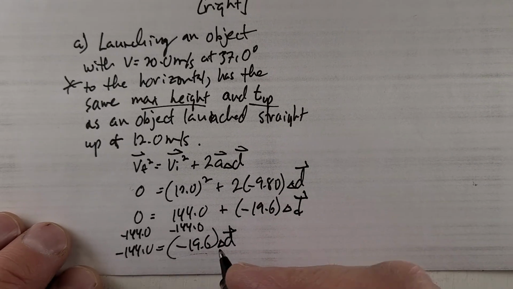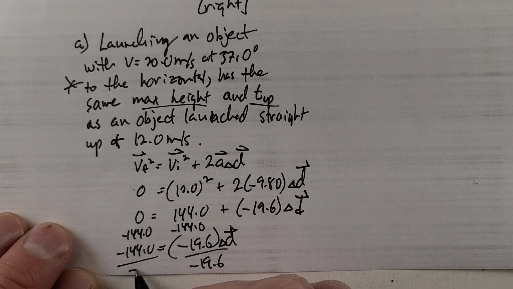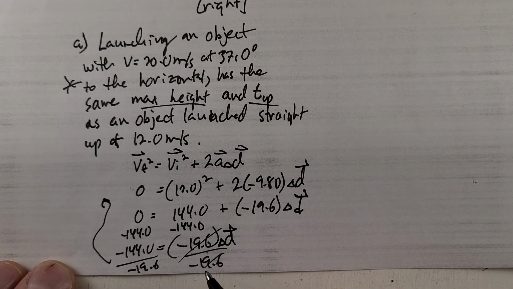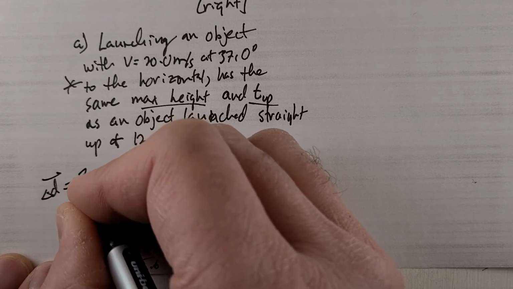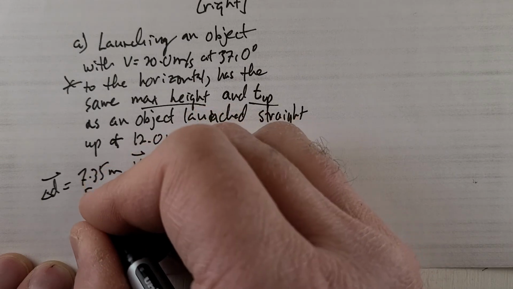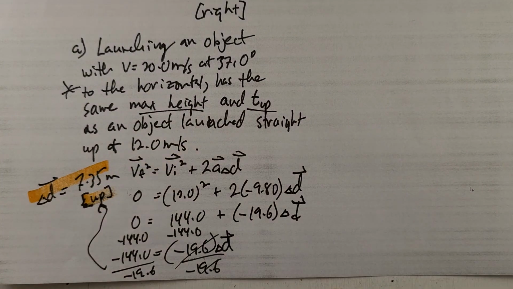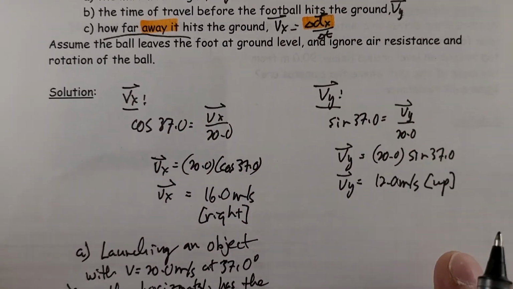And you see I'm going to get rid of these negatives, which is good because the D needs to be positive because we're going straight up. And maybe let's move over to here where I have more room. So negative 144 divided by negative 19.6. The D will give me 7.35 meters per second. Or sorry, just meters. Straight up. I'll just call it up for direction. Okay. And the time of rise. Let's see. Time of travel before it hits the ground.